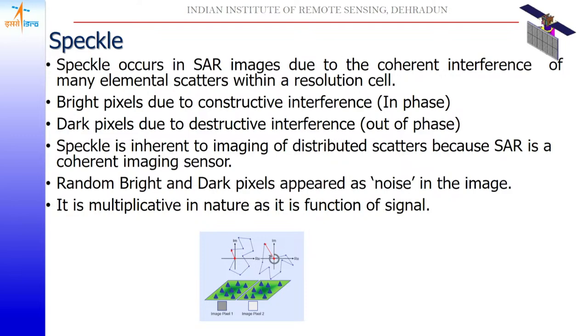So every coherent device will have speckle due to the constructive and destructive interference of the coherent radiations. Where they are in phase, they will produce a bright pixel, and where out of phase there will be a dark pixel. And it is multiplicative in nature because it is a function of the signal itself.